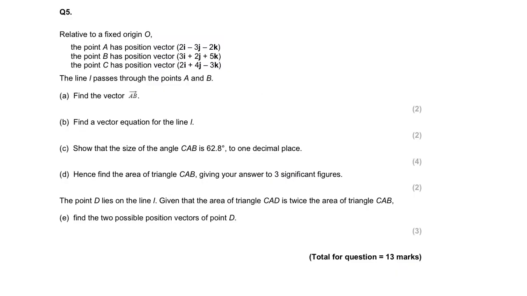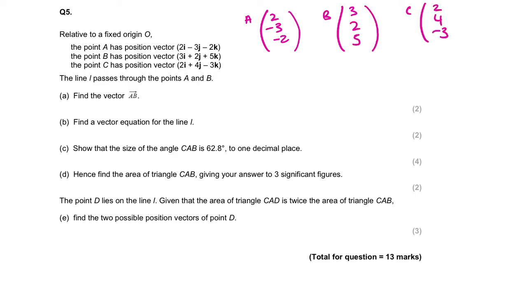Question 5. Relative to a fixed origin, points A, B, and C. The line passes through the points A and B. First of all, you know me, I'm getting these column vectors happening. A equals (2, -3, -2), B equals (3, 2, 5), and C equals (2, 4, -3). Perfect. Direction vector A to B. Some people like to do B minus A. I like to say, how do I get from A to B? 2 to 3 is plus 1, -3 to 2 is plus 5, -2 to 5 is plus 7. There's the direction vector A to B.